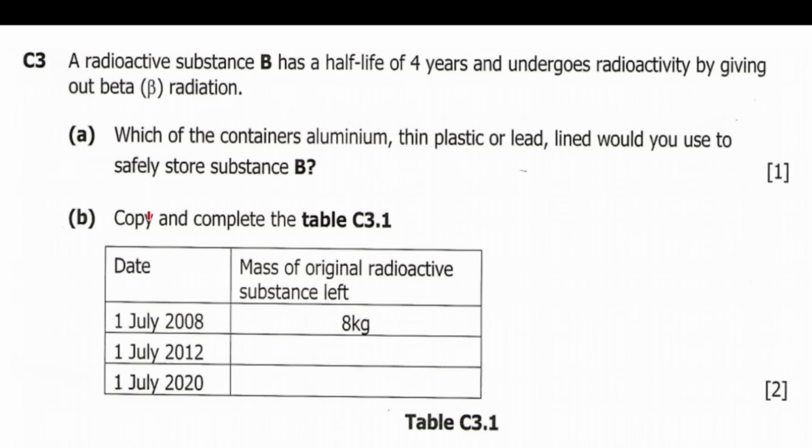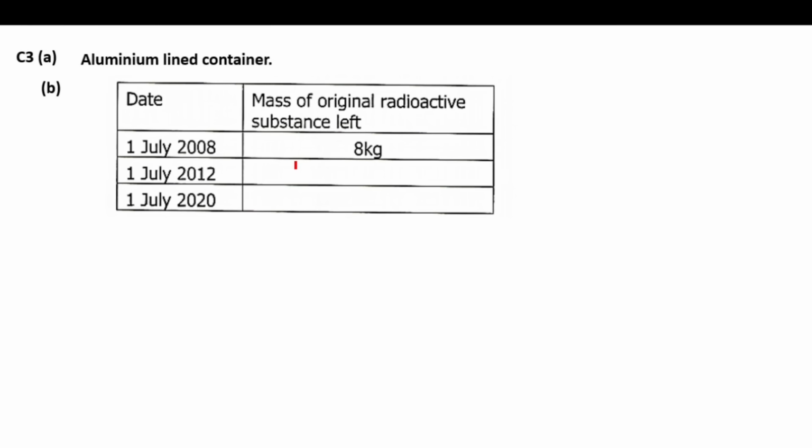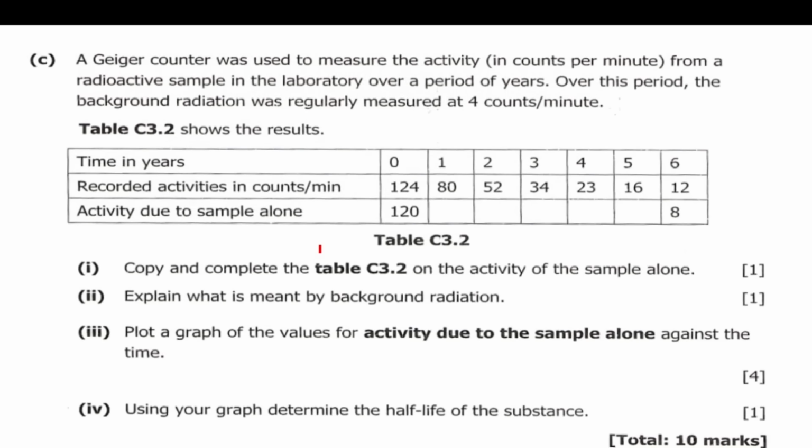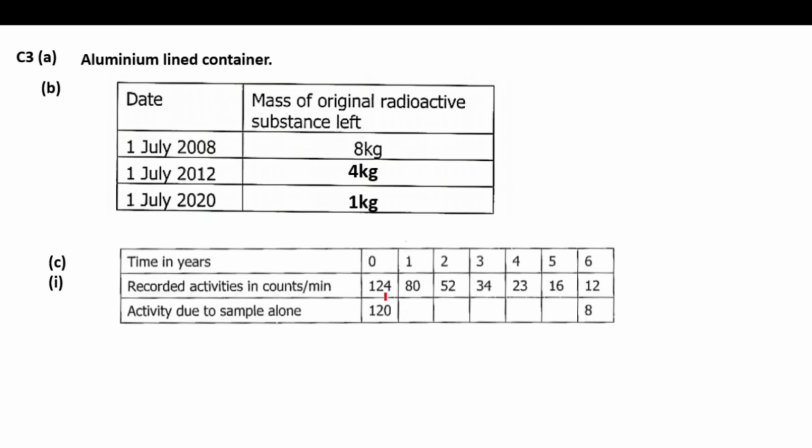Then here, copy and complete the table on the activity of the sample alone. So I said you start subtracting. So here 120, here subtract, you get 76, 48, 30, 19, 12. So we are subtracting 4 from each value, this one by 4, this by 4, and so on. All right.